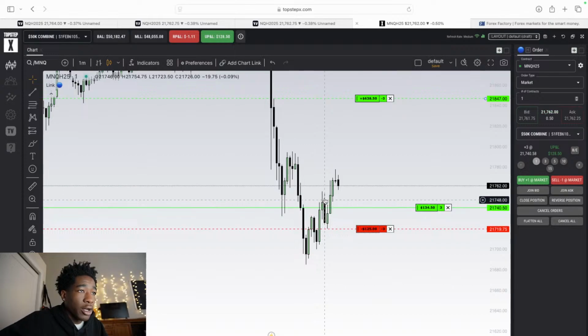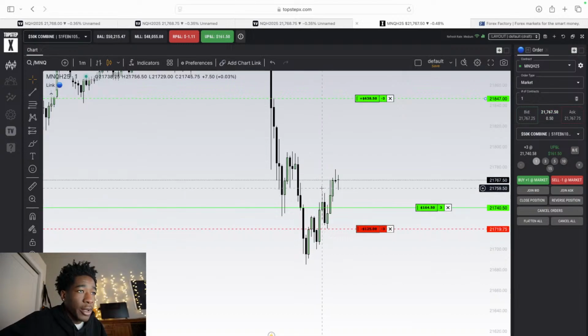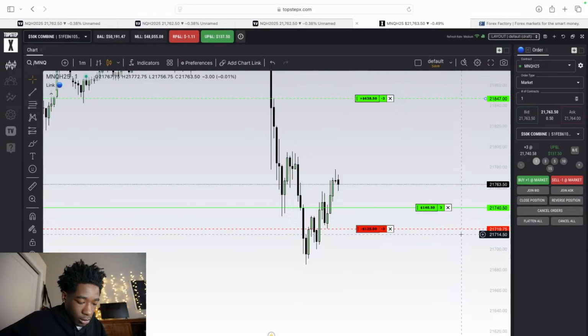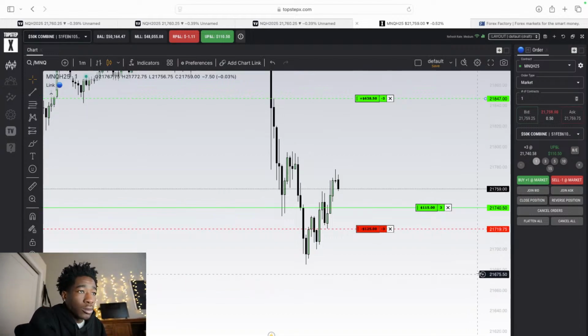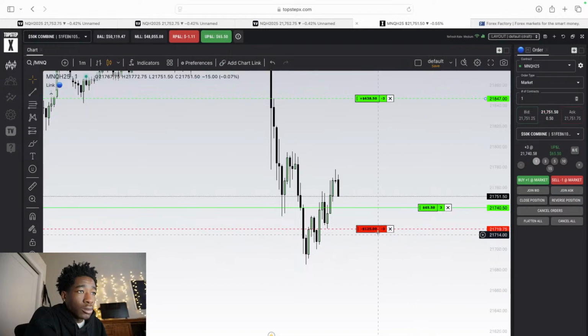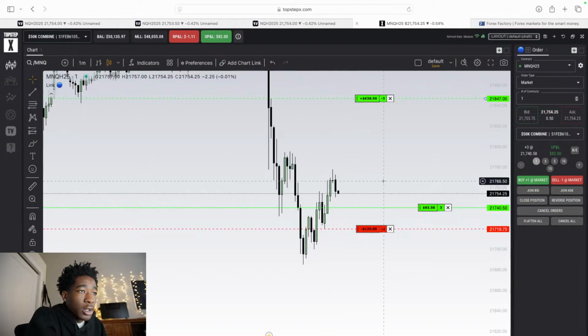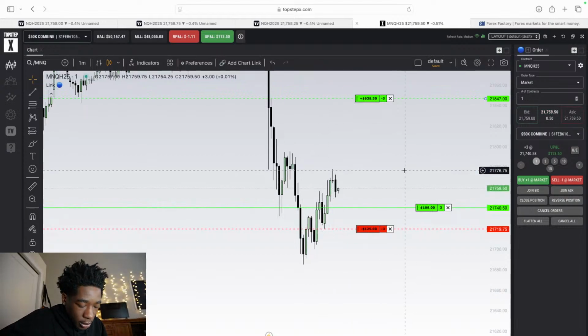I'm looking at this wick here, and I'm looking at this wick here. So looking at this wick, I want to see how price respects the midpoint of it there, and then I'm also looking at this order block here. You got that small little gap there, super small, tiny. Let's see.